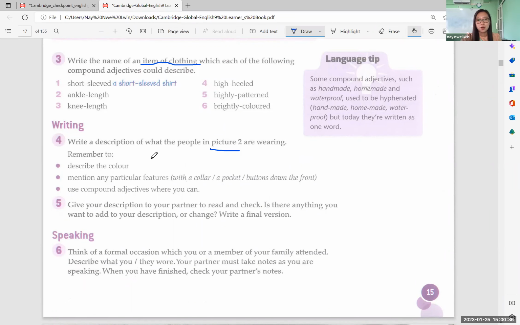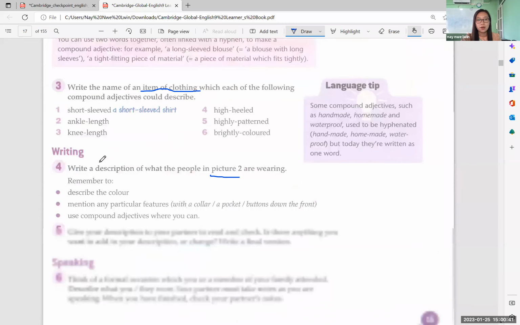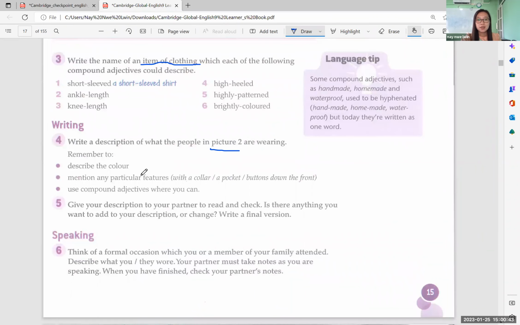Remember to describe the color. So as you can see the color here, you can also describe the color and mention any particular features like with a collar, a pocket, button down the front. So you have to give detailed descriptions of what they are wearing in picture 2. And you can also use combined adjectives, like we can use long sleeve blouse, or ankle length hem, right? So you can use combined adjectives too.